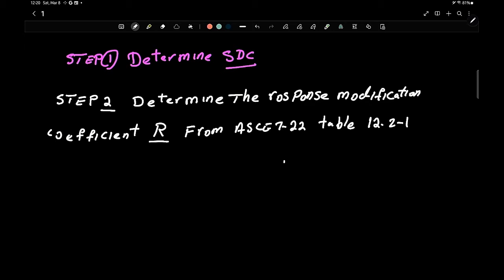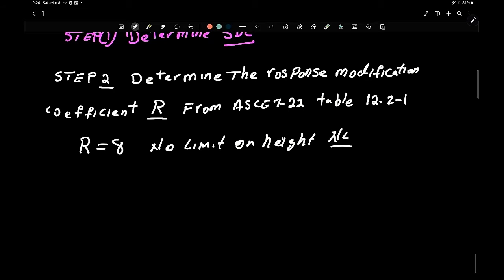So from there we said, okay, our R is equal to 8, and also no limit on height. That was what the NL stood for, right, what we saw. All right, let's move into step number 3.